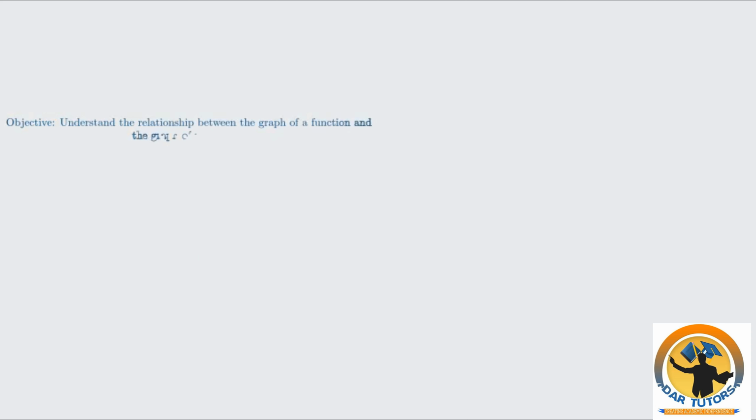Let's continue our exploration of inverse functions by looking at their graphical properties. Our objective here is to understand the relationship between the graph of a function and the graph of its inverse. The key idea is that the graph of an inverse function, y equals f inverse of x, is a reflection of the graph of the original function, y equals f of x, across the line y equals x.